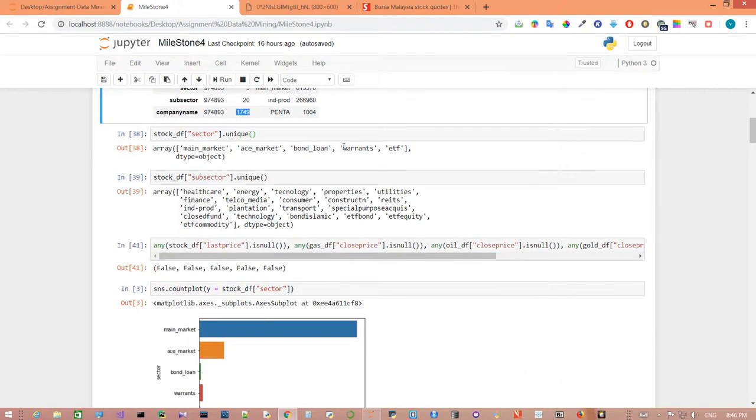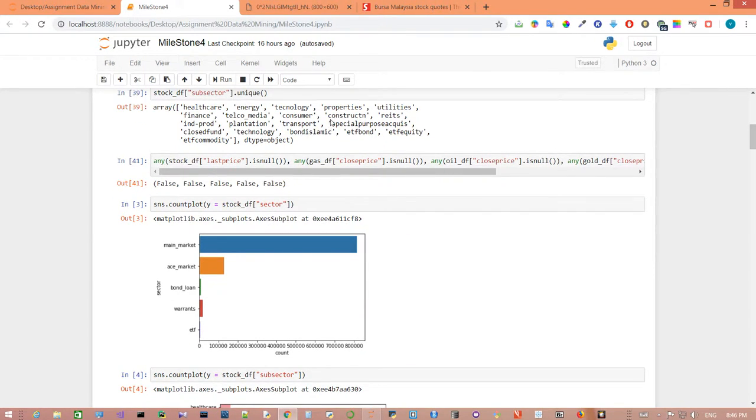Okay, as I said, we have 5 distinct major markets in this stock data: main market, AC market, bond, warrants, ETF, and subsectors such as healthcare, energy, technology.